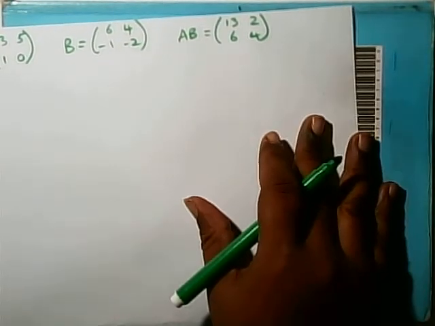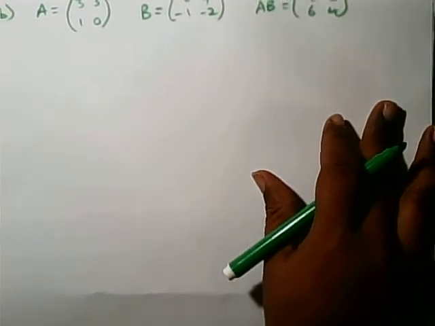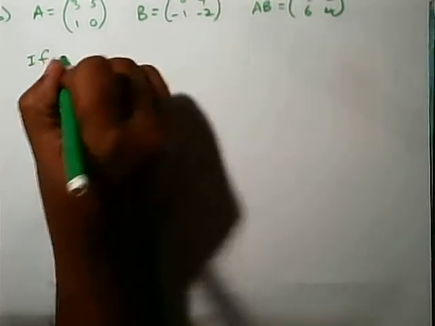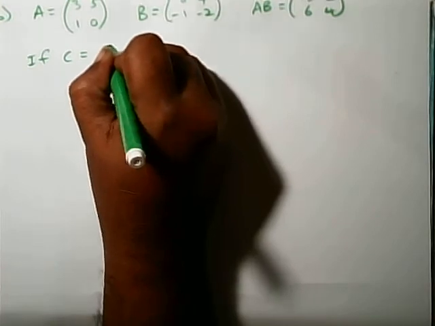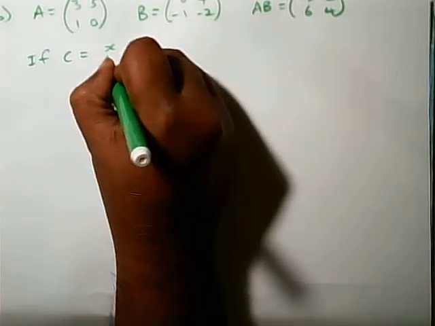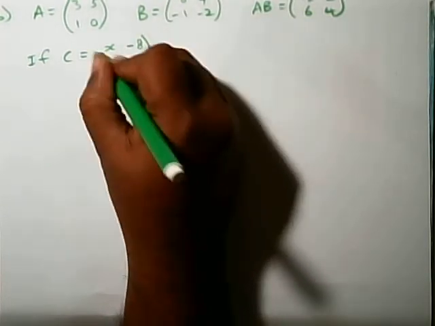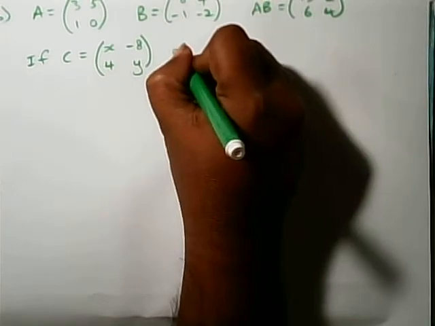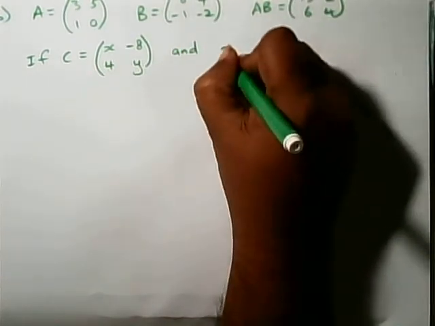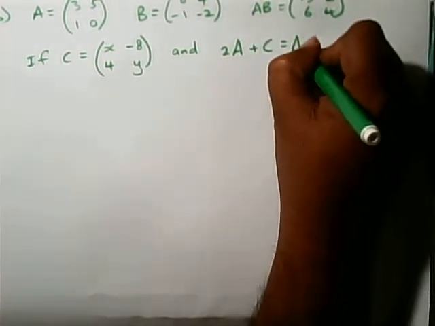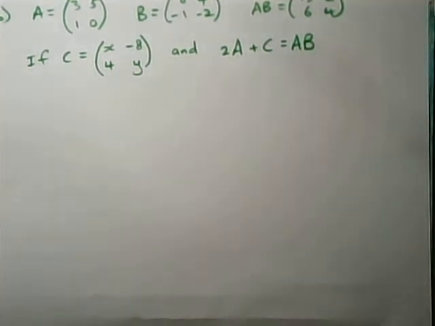And now they're saying, if C is a certain matrix with a mystery letter X, a minus 8, a 4, and a mystery letter Y, and also if 2A plus C is equal to AB, what we have to do is calculate the values of X and Y.